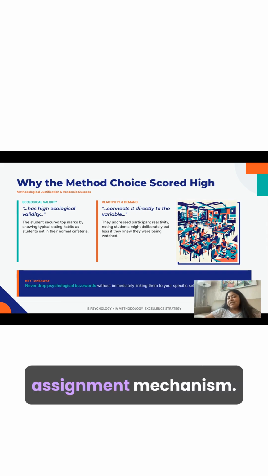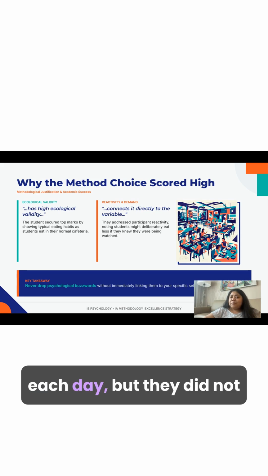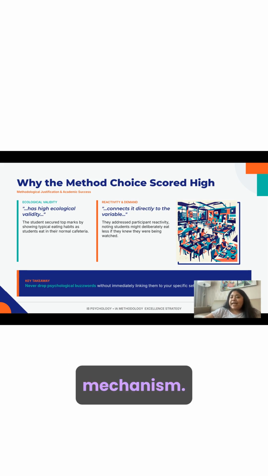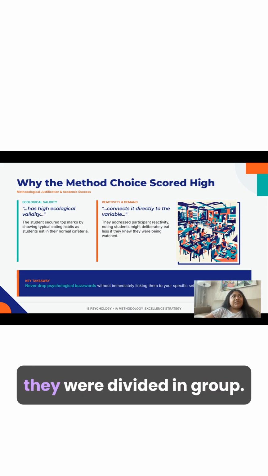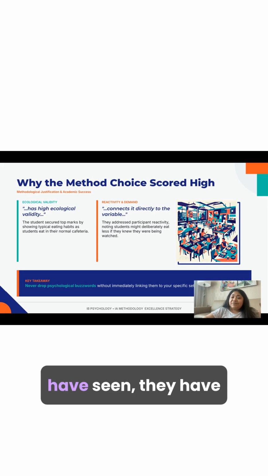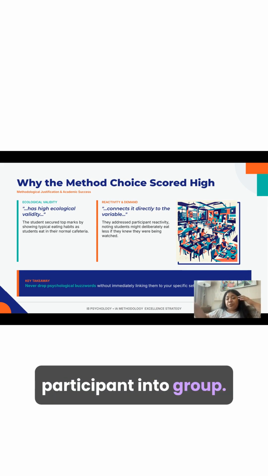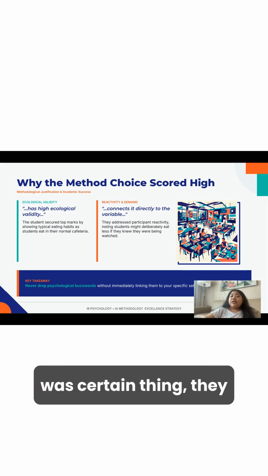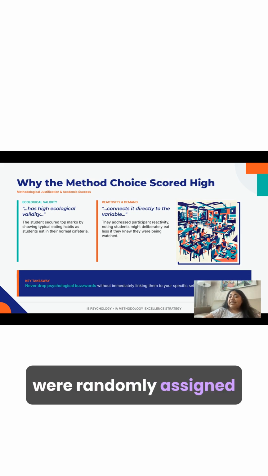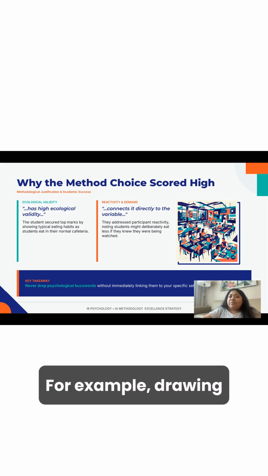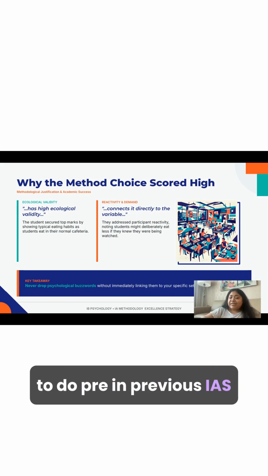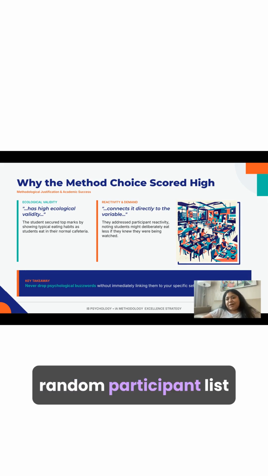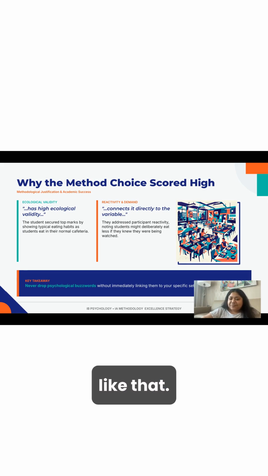The third is the table assignment mechanism. They state observers are randomly assigned each day, but they did not briefly state the mechanism. They did not say how. For example, in the previous IAs, we used to talk about how participants were divided into groups, and what technique they followed to divide them. Here they said observers were randomly assigned each day, but what technique did they use? For example, drawing numbers, the same thing we used to do in previous IAs, or a random participant list generator or something like that.